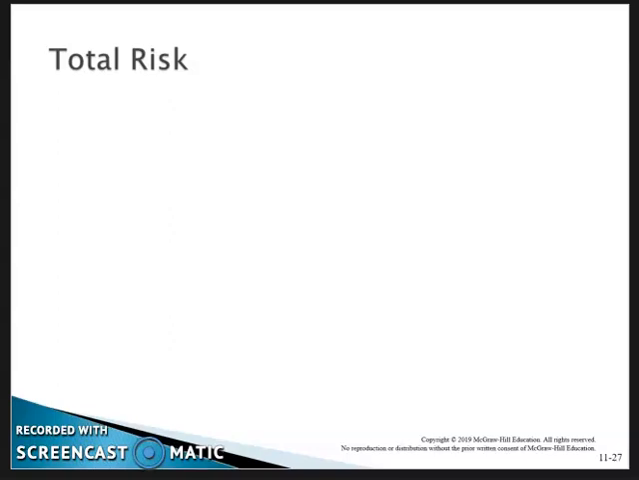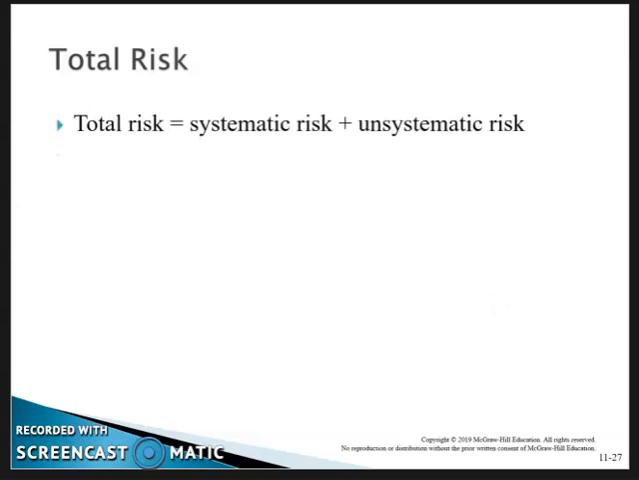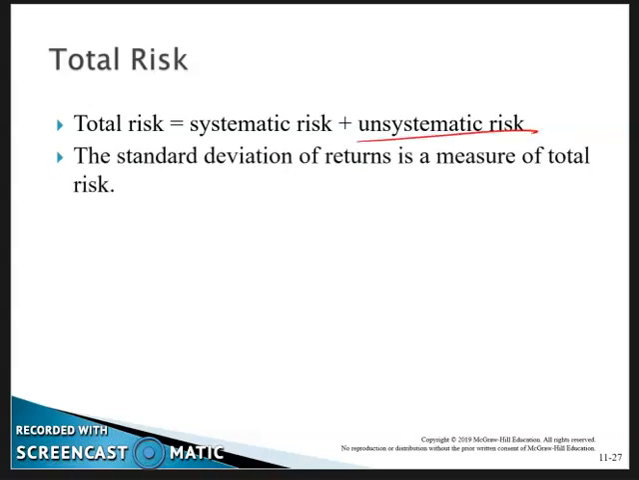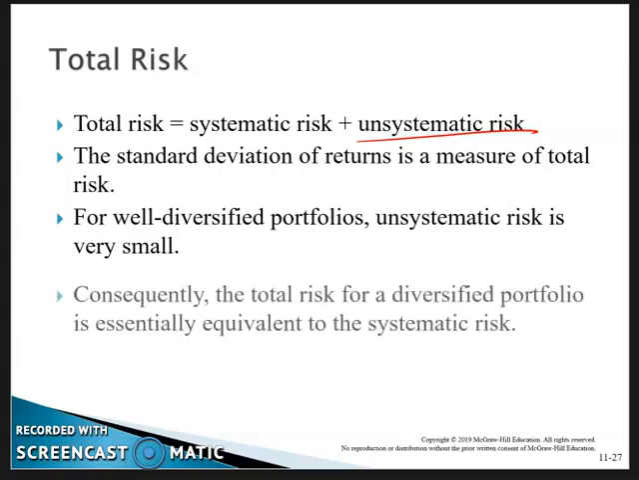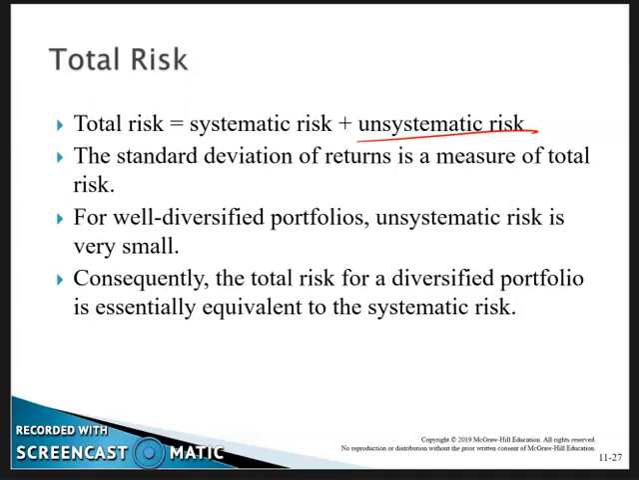So total risk is a combination of systematic risk and unsystematic risk. We know from the previous lecture that we can virtually eliminate unsystematic risk. The standard deviation of returns is a measure of total risk. That's what we'll use, as we're working through the development of the capital asset pricing model. For a well-diversified portfolio, unsystematic risk is very small, very close to zero. Consequently, total risk for a diversified portfolio is essentially equivalent to systematic risk.